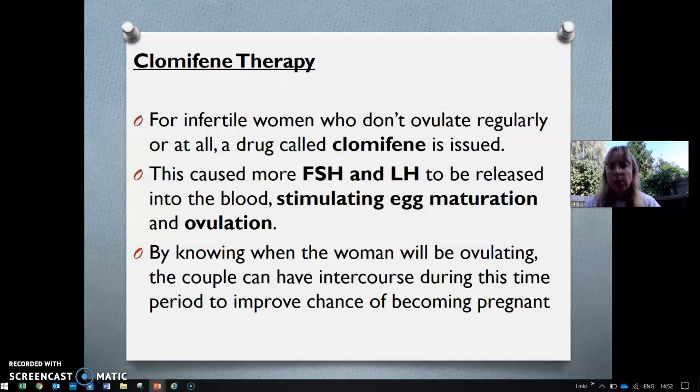So, rewind the video slightly and copy down in your book the last 3 slides before creating your revision notes. Well done.